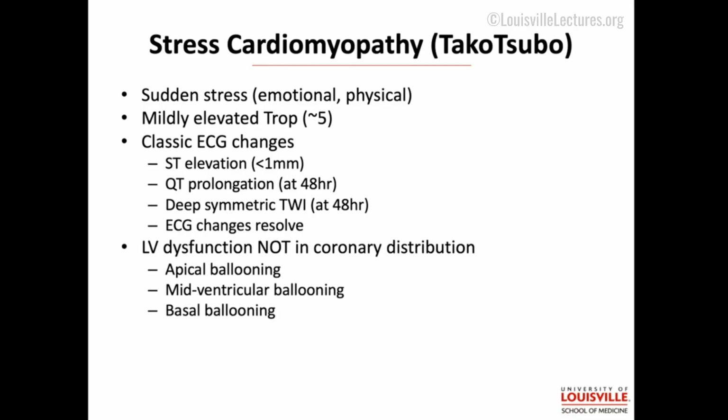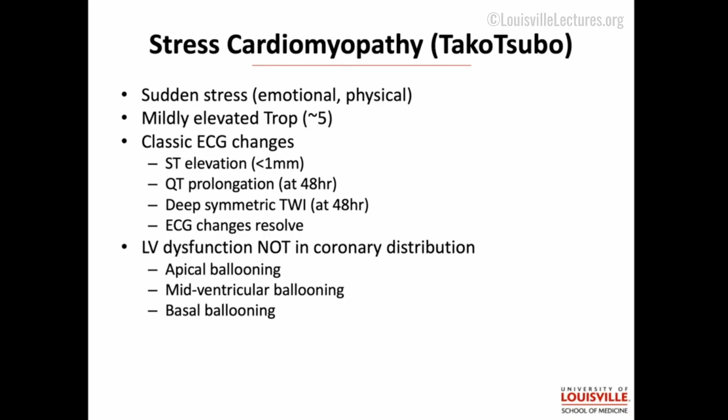The LV dysfunction is also not in a coronary distribution. So whereas with an anterior MI, we expect an anterior wall regional motion abnormality, in this case, we're looking for one of 3 classic patterns.